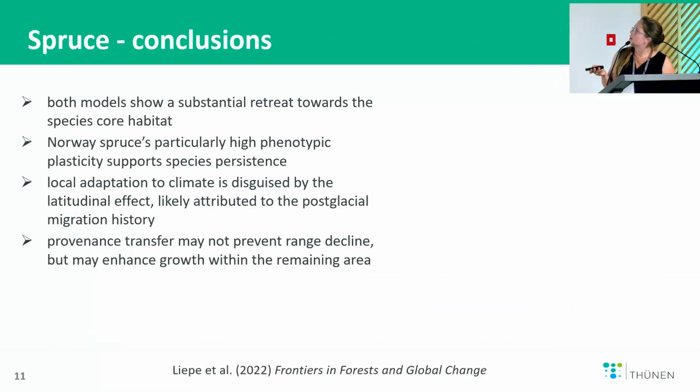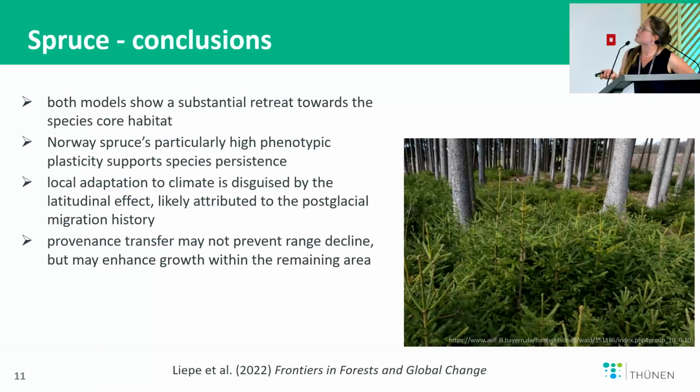So I come to the conclusions for spruce. Both models show a substantial retreat towards the species' core habitat. But Norway spruce's particularly high phenotypic plasticity supports species persistence. Local adaptation to climate is disguised by the latitudinal effect, likely attributed to the post-glacial migration. And provenance transfer may not prevent range decline, but may enhance growth within the remaining area.